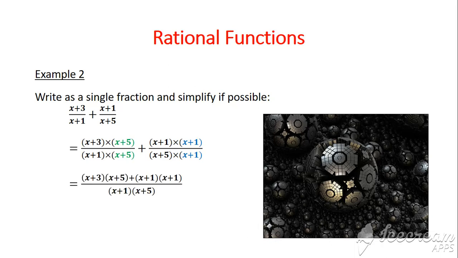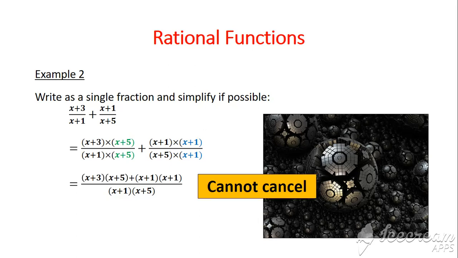Right, now we're going to add them together. And notice on the bottom of the fraction is our common denominator of x plus 1 and x plus 5. And on the top, we have x plus 3 times x plus 5. That's from the first fraction. And we're plussing the second fraction, which is x plus 1 times x plus 1.